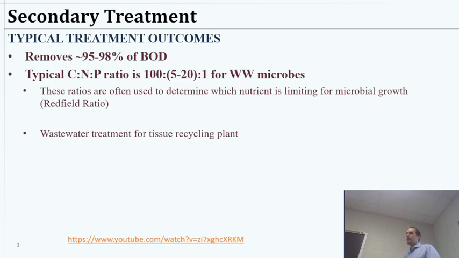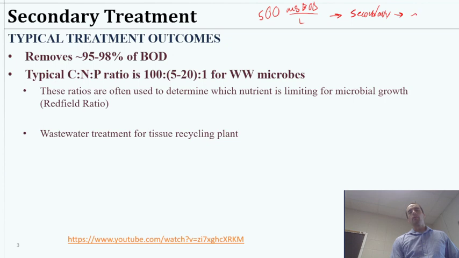Okay, so what can we expect from a secondary treatment step? Well, typically we'll operate them such that we get 95 to 98% of BOD removed. So if we start, let's say, with a high strength wastewater, something like 500 milligrams of BOD per liter, perhaps that's after primary treatment, maybe it was a little bit higher. We got rid of some of the junk in primary treatment, and then we go into secondary. That's our process. We can expect that goes down to something like 50, well, actually 25 milligrams BOD per liter.